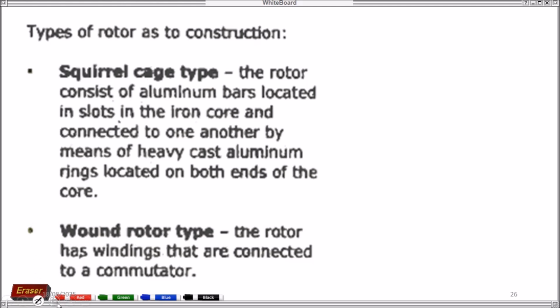Kung bali po, kaya po siya tinawag na squirrel cage is kasi para po siyang squirrel cage o yung cage ng squirrel, no? Kasi yung slots niya, which consists of aluminum bars, is similar to a cage of a squirrel. Then the wound rotor, so the rotor windings that are connected to a commutator. So yung rotor natin meron siyang winding. So sa term pa lang na wound rotor, ibig sabihin yung rotor natin ay may mga windings that are directly connected to our commutator.